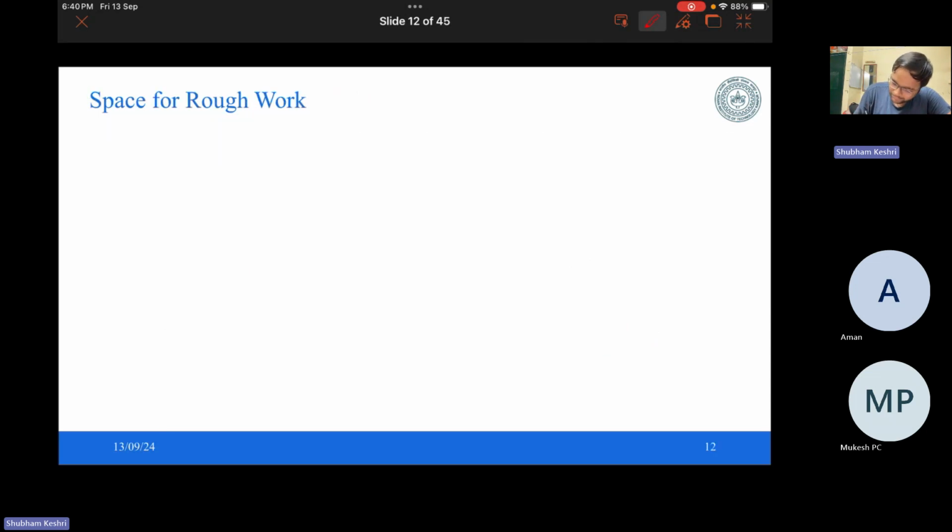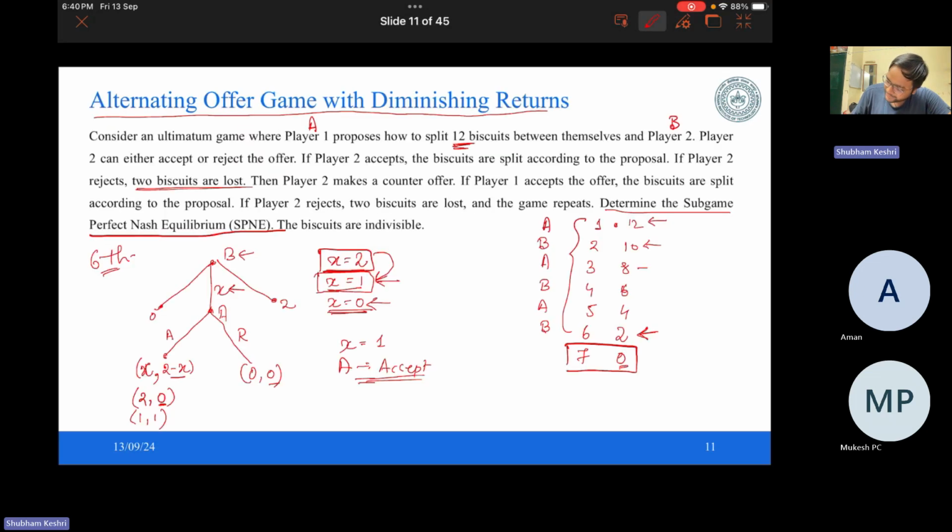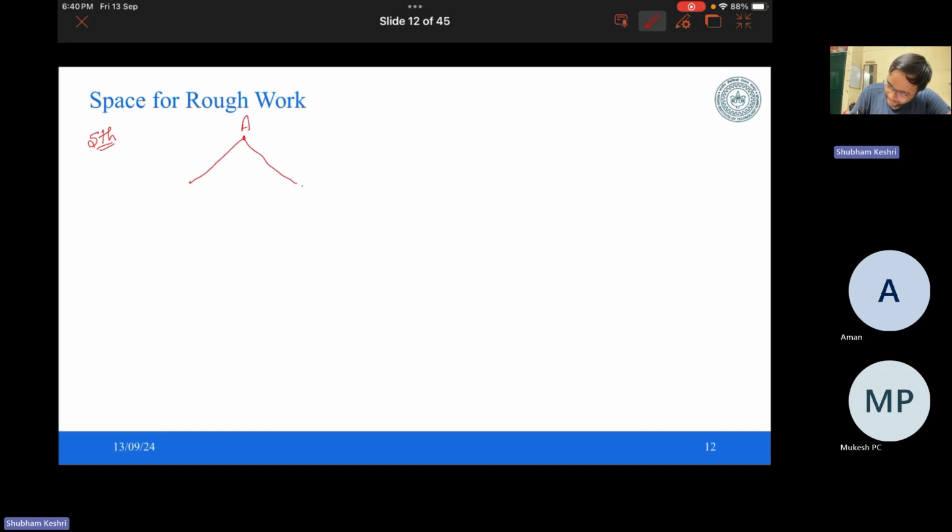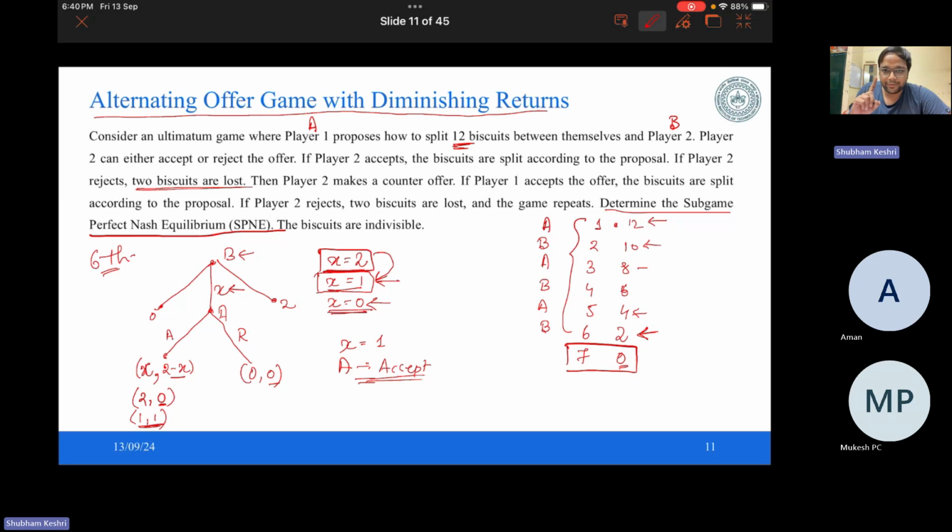Again, we will go back to the 5th stage. In the 5th stage, A will play first. And in the 5th stage, you see how many cookies are there? There are 4 cookies. So there will be 4, 0. I'll write y; doesn't matter, I can write x also. So player B will play over here, or player 2, doesn't matter. He can either accept the offer or reject the offer. If he accepts the offer, player 2 will get y and player 1 will get 4 minus y. And if he rejects, then he will get 1 comma 1, not 0 comma 0 by the way.